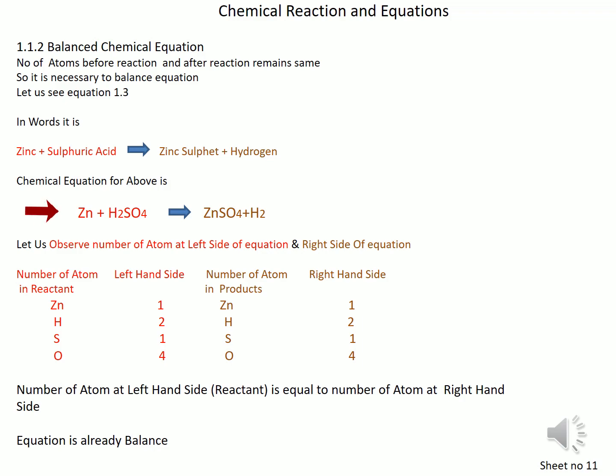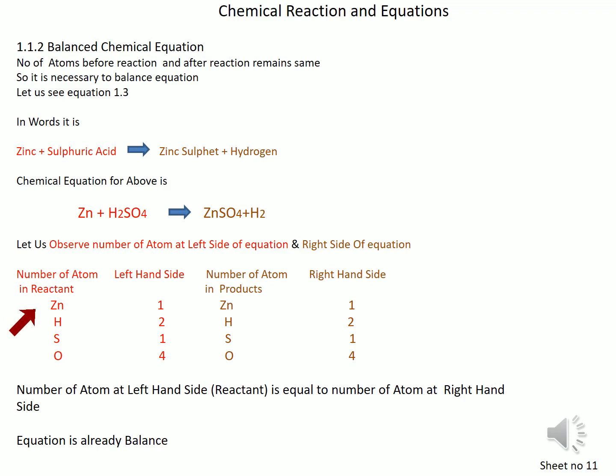Now if we write a chemical equation for this, it will be Zn for zinc, H2SO4 for sulfuric acid, arrow, they are interacting with each other to form zinc sulfate, that is ZnSO4, plus hydrogen, that is H2. Now this equation I have marked with two different colors. The left side is red and the right side is gray.